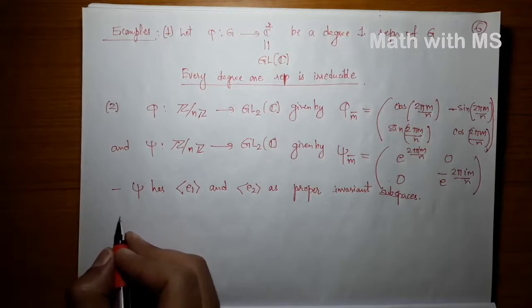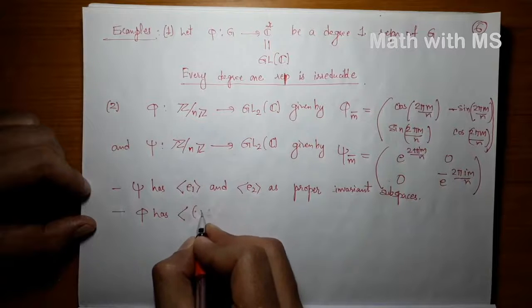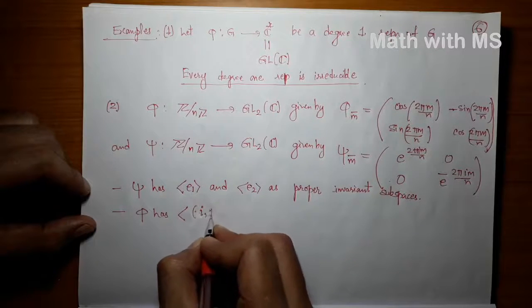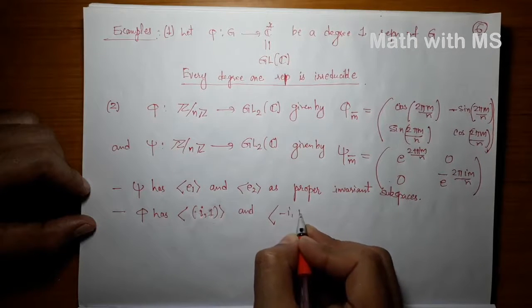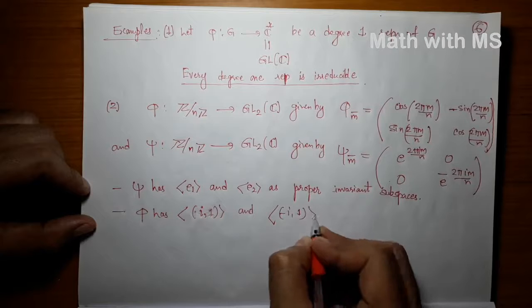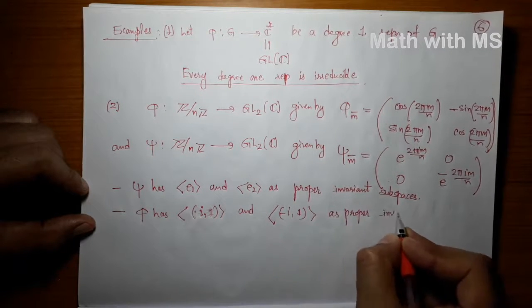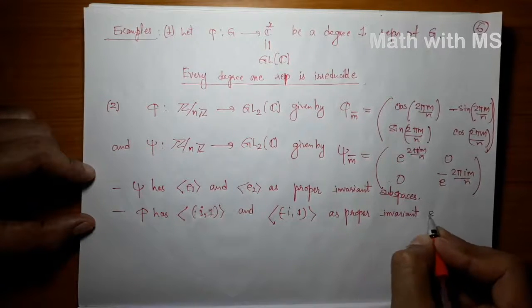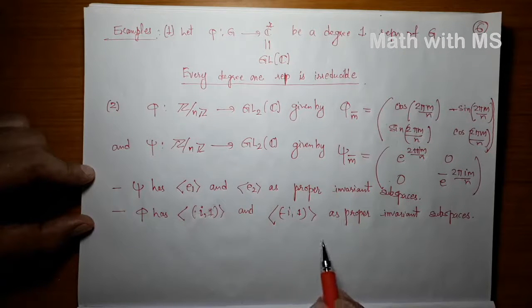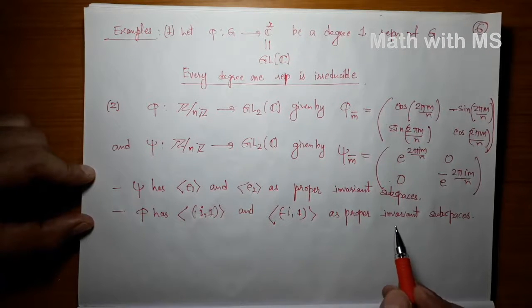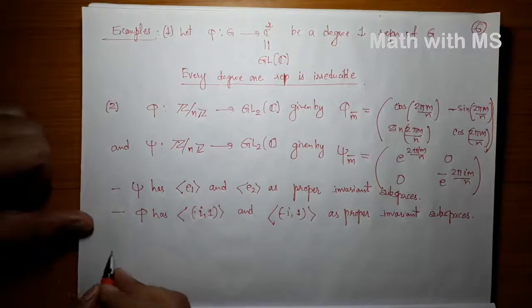What about phi? Phi has the subspaces spanned by (i, 1) and (minus i, 1) as proper invariant subspaces. So both phi and psi are not irreducible representations, they are reducible, you can reduce them. All right, let us see one more example.